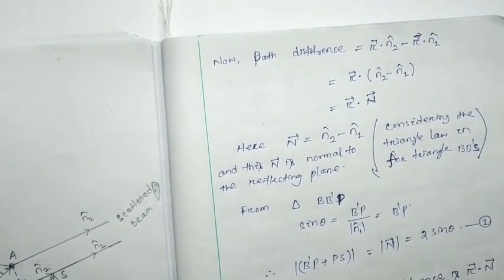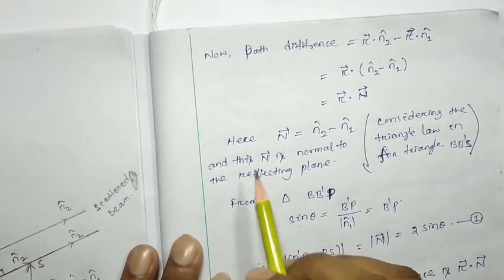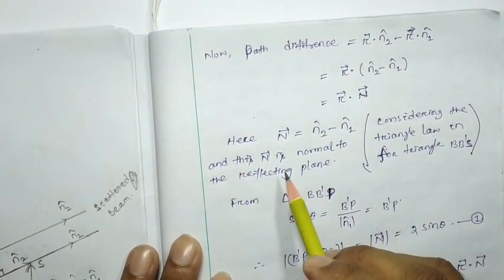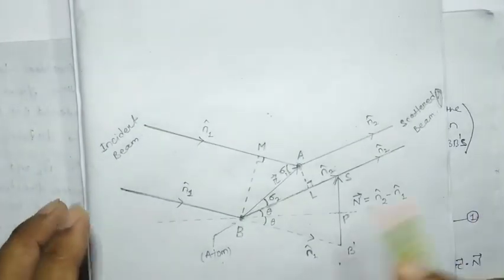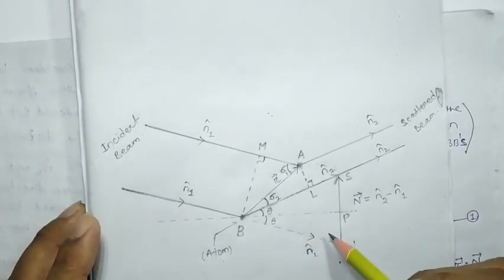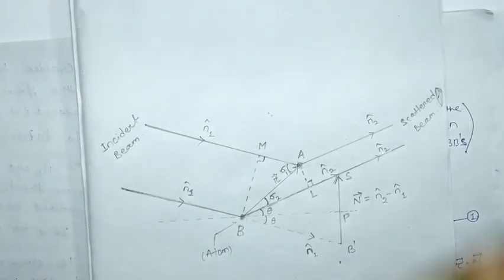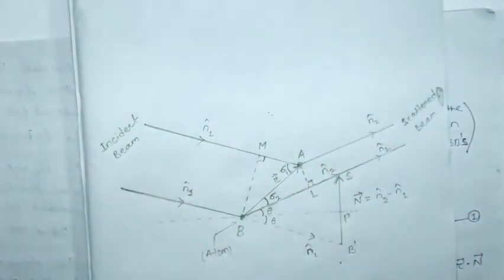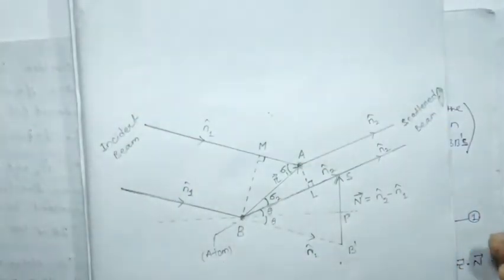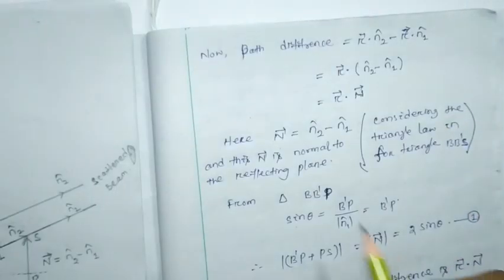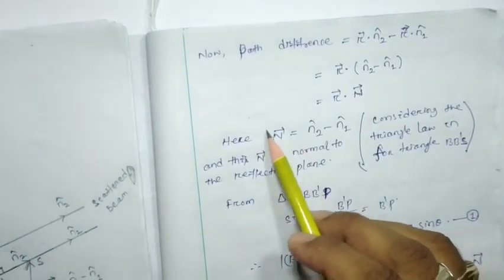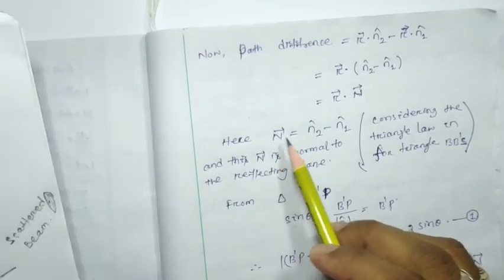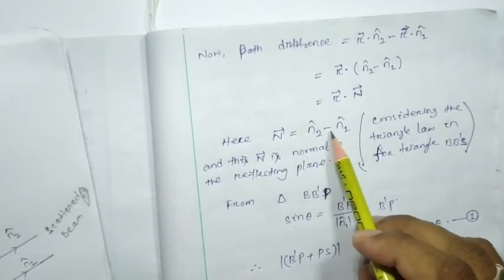First you go through the full video. Many things I have drawn in the figure, and if you have to draw the figure initially, you are going to make mistakes. So first you go through the video fully, then you go for the writing. Now here the n vector will be n2 cap minus n1 cap.